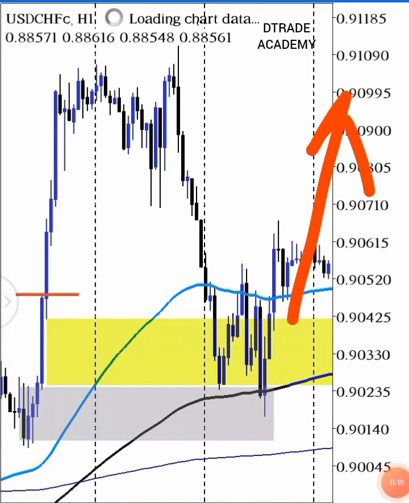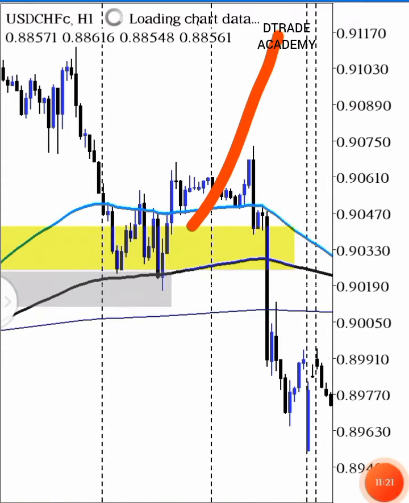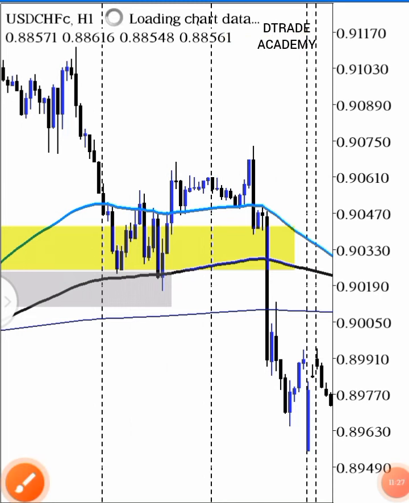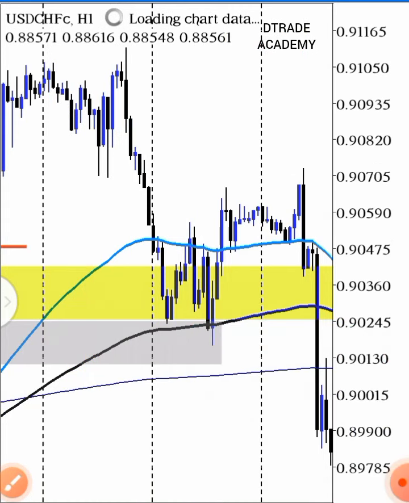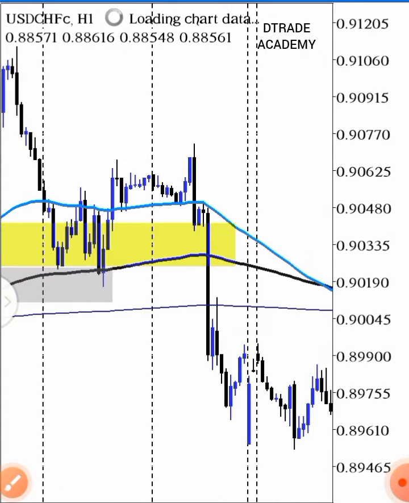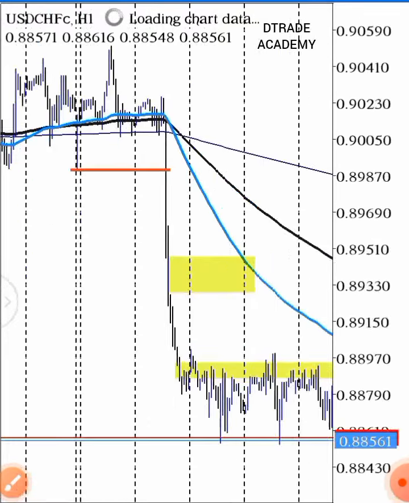But in this scenario, price failed to go up. So there could be some exceptions in the market. There is nothing that is 100% in the market. So once you come across this, do not have second thoughts that it is not working. It's working, but there could be some exceptions.